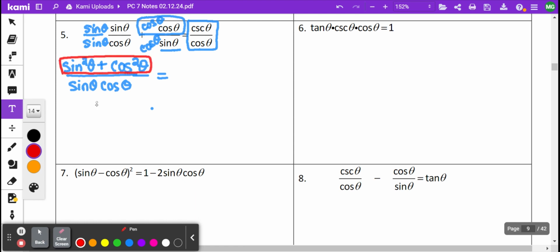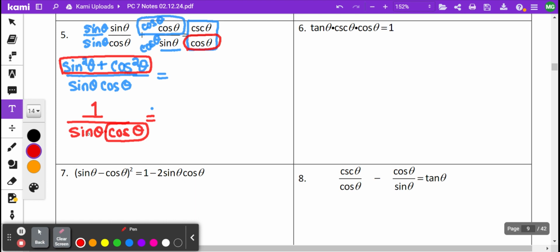And we know that that equals 1. So we have 1 over the sine of theta times the cosine of theta. And again, sometimes it helps to look at what we're looking to get. We're looking to get cosecant of theta over cosine of theta. So in other words, we want to keep the cosine here.